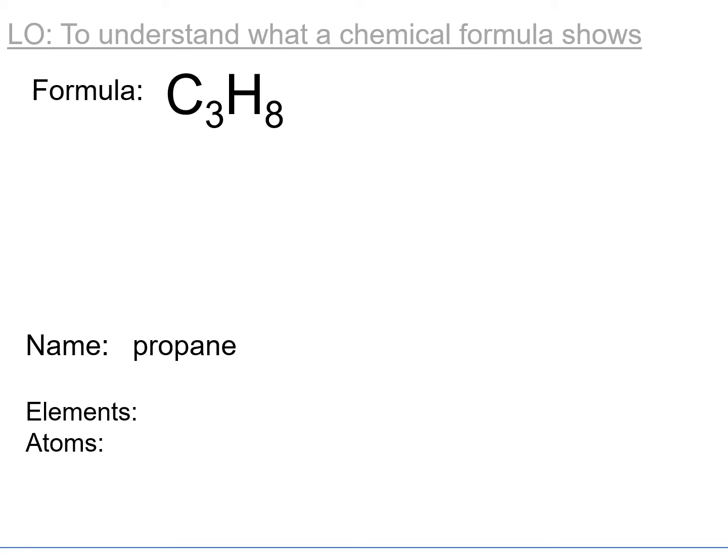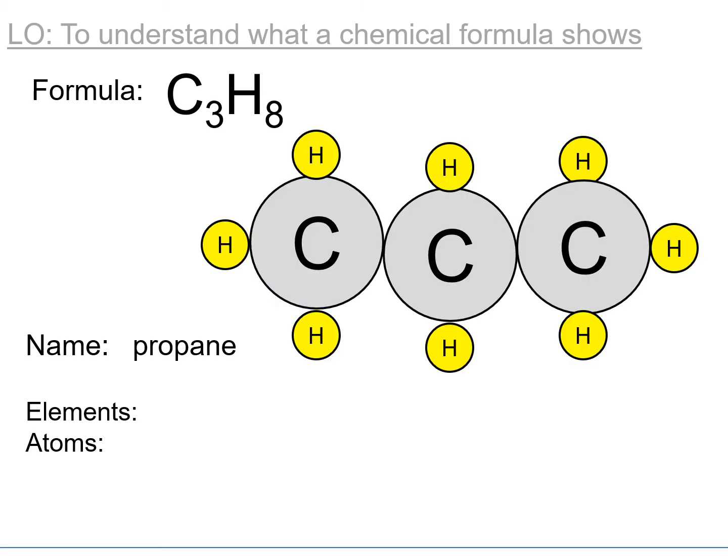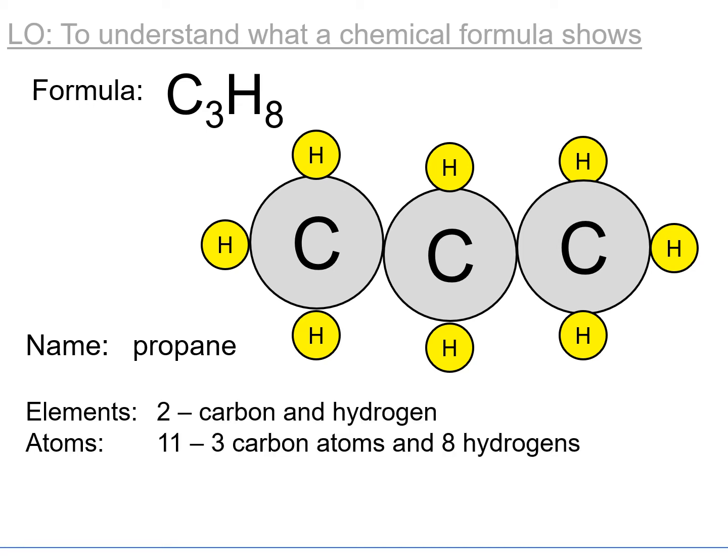Propane. Okay, well, number of elements, count the capital letters, 2. Total number of atoms is going to be 11, and it's going to be 3 carbons, 8 hydrogens. 2 elements, 11 atoms.